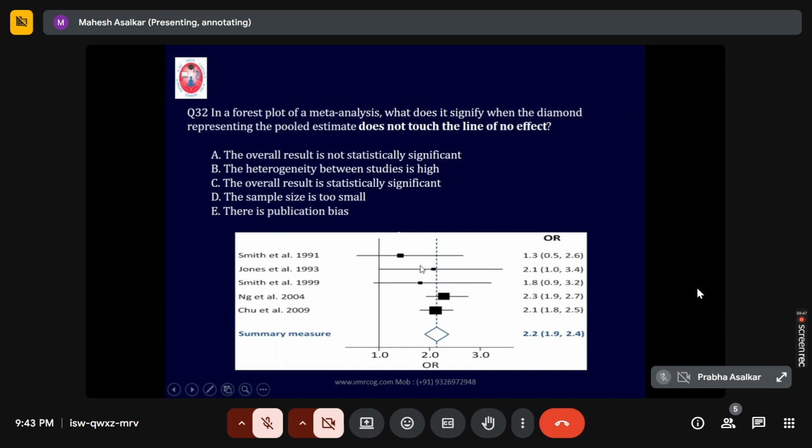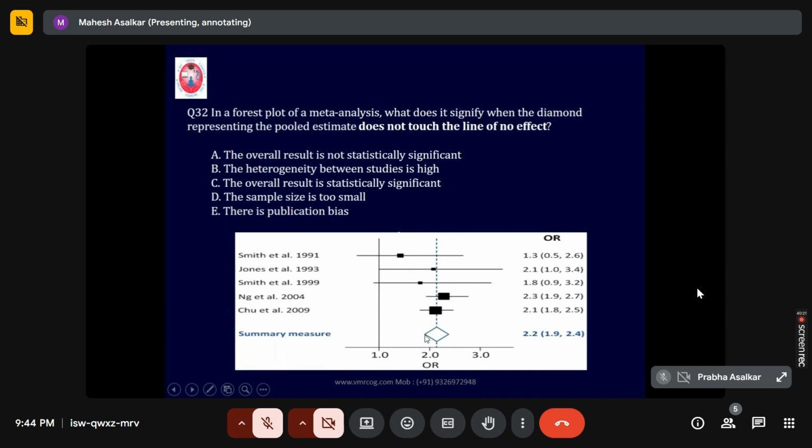See, this is the forest plot. In this forest plot, you have multiple studies, and each of these is an individual study outcome. The study conducted by Smith et al. is represented here, and the Jones et al. study is represented here. So in a meta-analysis, you have multiple studies, and from these multiple studies you calculate a summary measure. This diamond represents the summary measure.